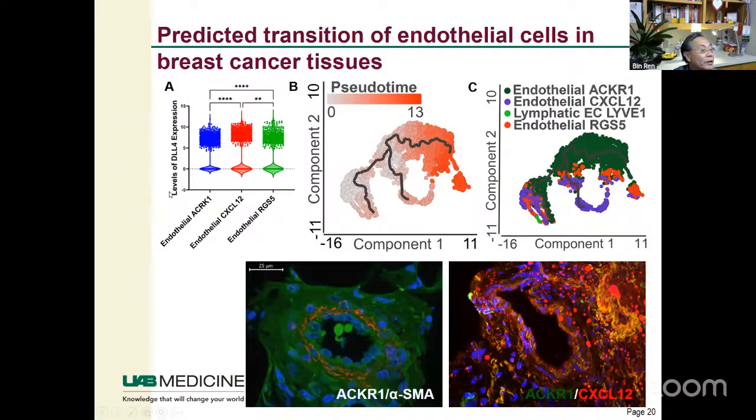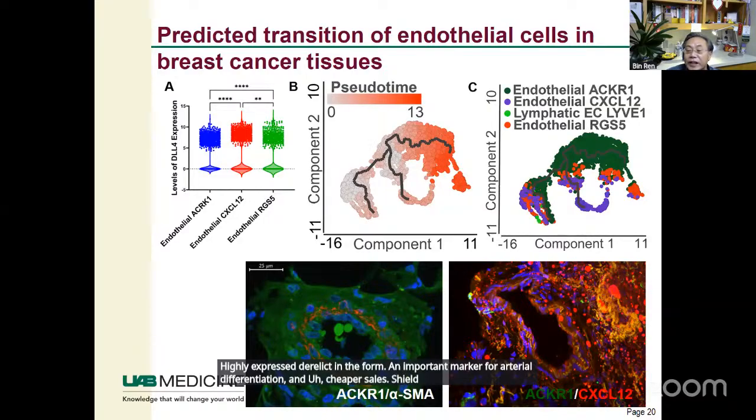Although these three groups are subsets of vascular endothelial cells, they highly express ligand 4, an important marker for arterial differentiation and tip cells. Pseudotime trajectory analysis demonstrated their close association, along with the CXCL12-positive endothelial ACKR1 subtype showing the highest pseudotime score. Both CXCL12 and ligand 4 are arterial endothelial cell markers critical in angiogenesis.